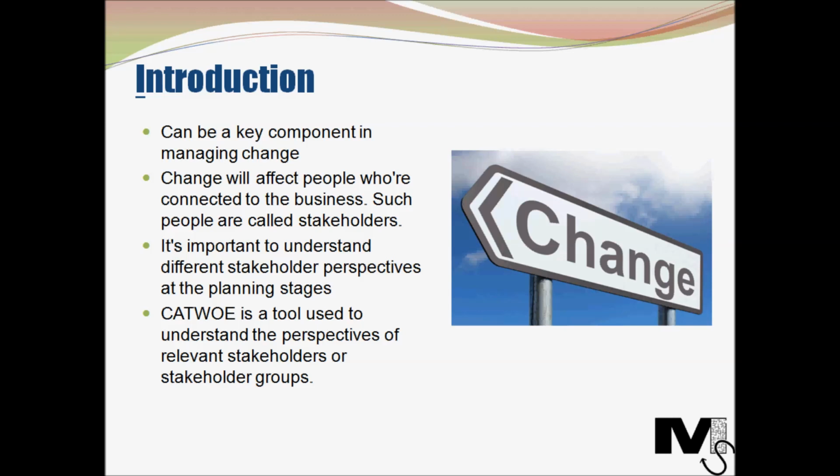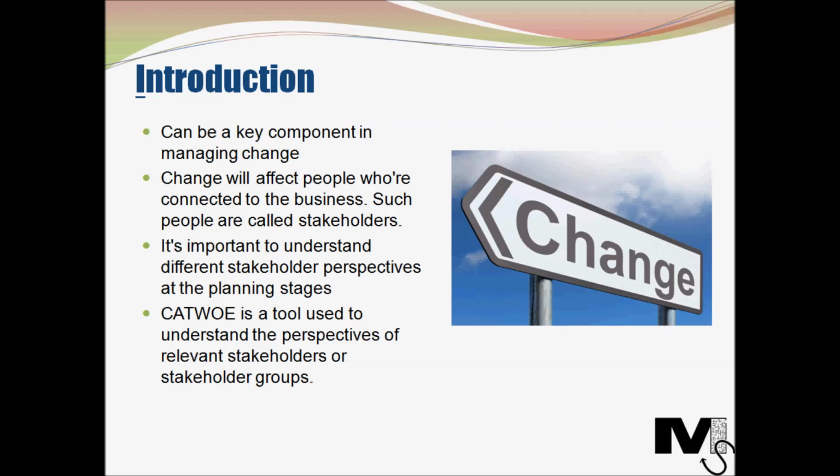When it comes to managing change, it's important to understand different stakeholder perspectives at the planning stages of the change management exercise. This will ensure that there are no conflicts in later stages of the process. A CATWOE analysis is a tool that can be used to understand the perspective of different relevant stakeholders or stakeholder groups during the planning stages of a change management process. It will give us the perspective of each relevant stakeholder or stakeholder group, and this can help us eventually decide if embarking on this journey of change would indeed be beneficial.